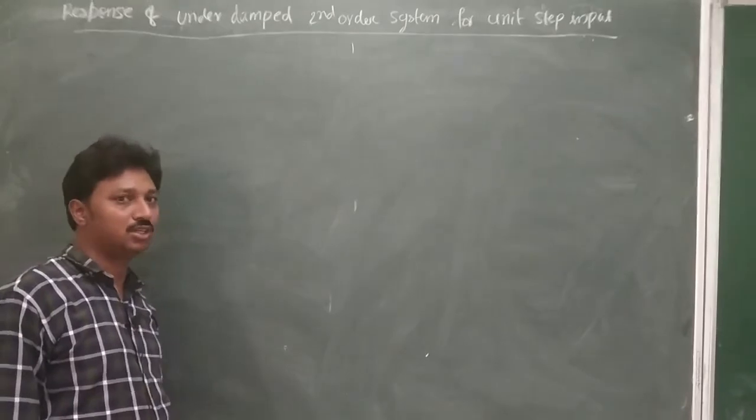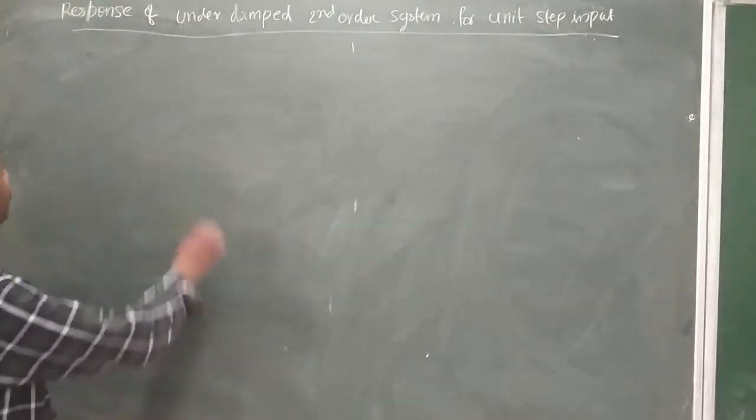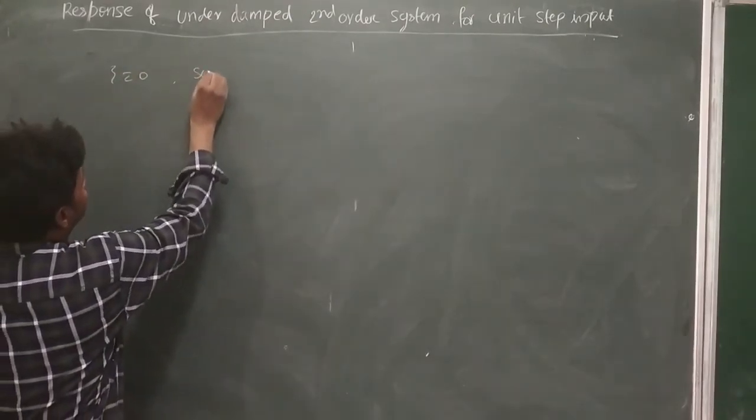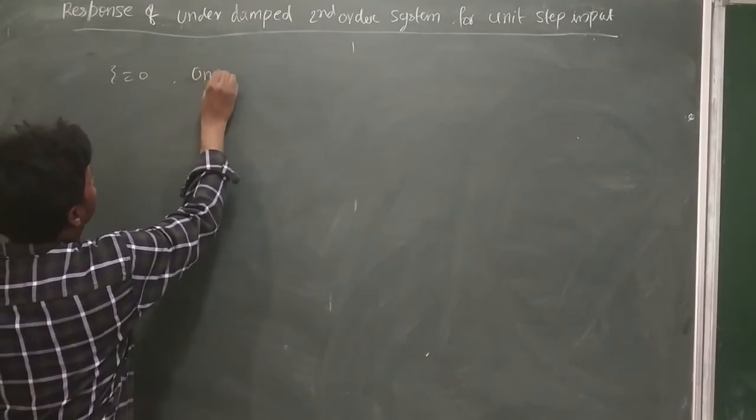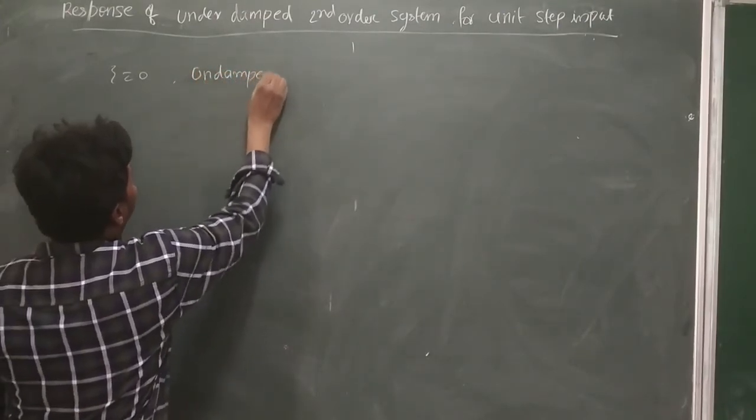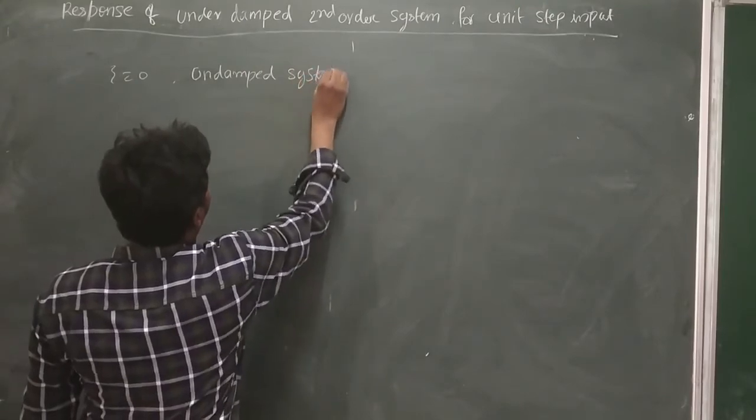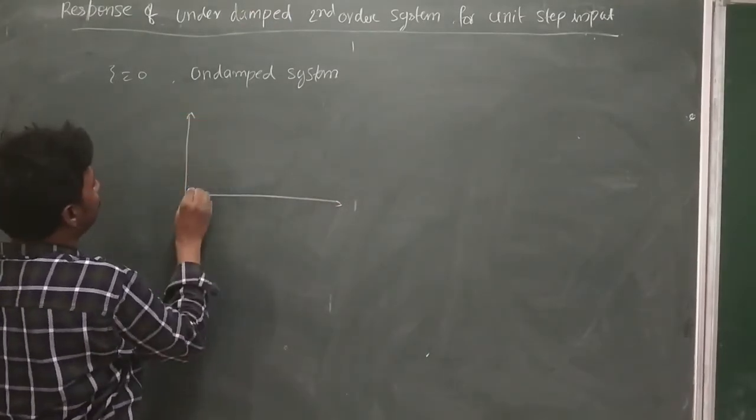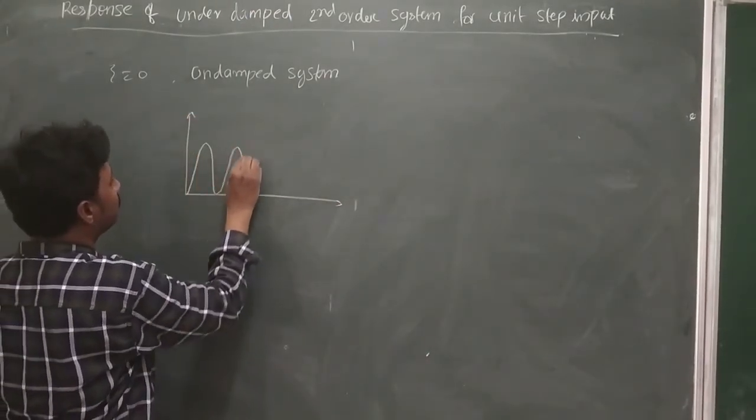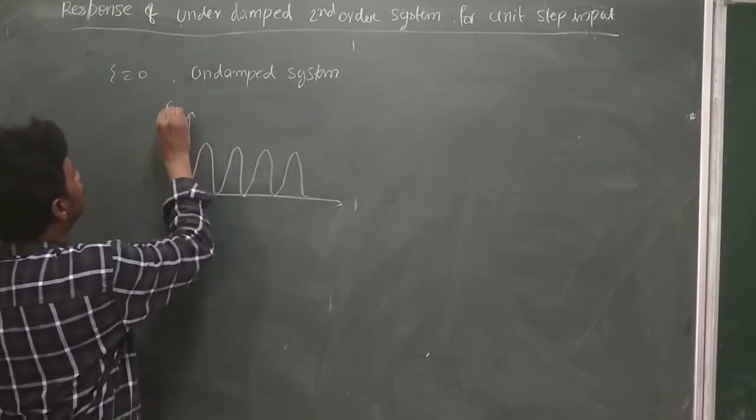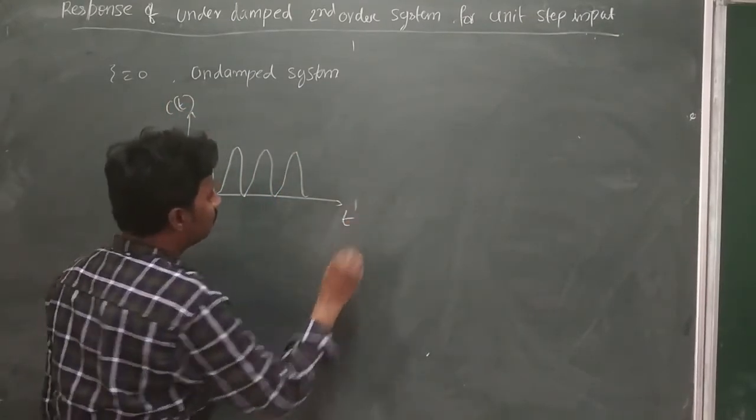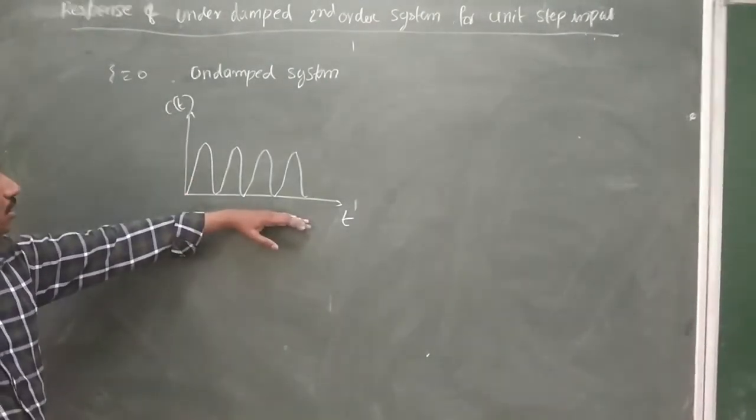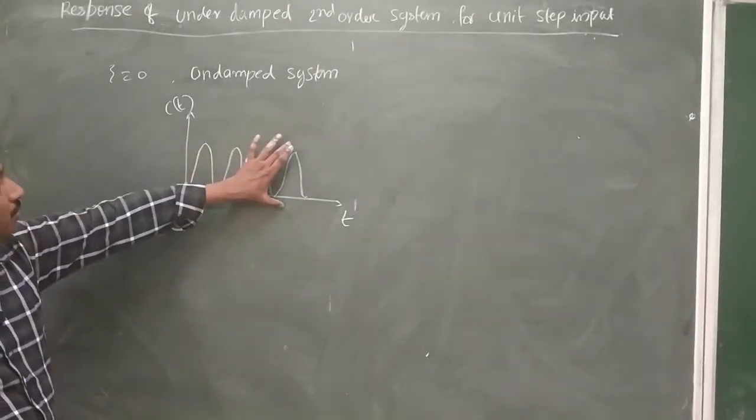Okay, next we are going to derive the equation for undamped. So undamped means what? When zeta is equal to 0, your system is undamped. So for the undamped system, you have seen the response. So here you got this kind of response, c of t. Okay. So you see these oscillations are not being reduced. It is constant in this case, right? We are going to derive the expression for this equation.